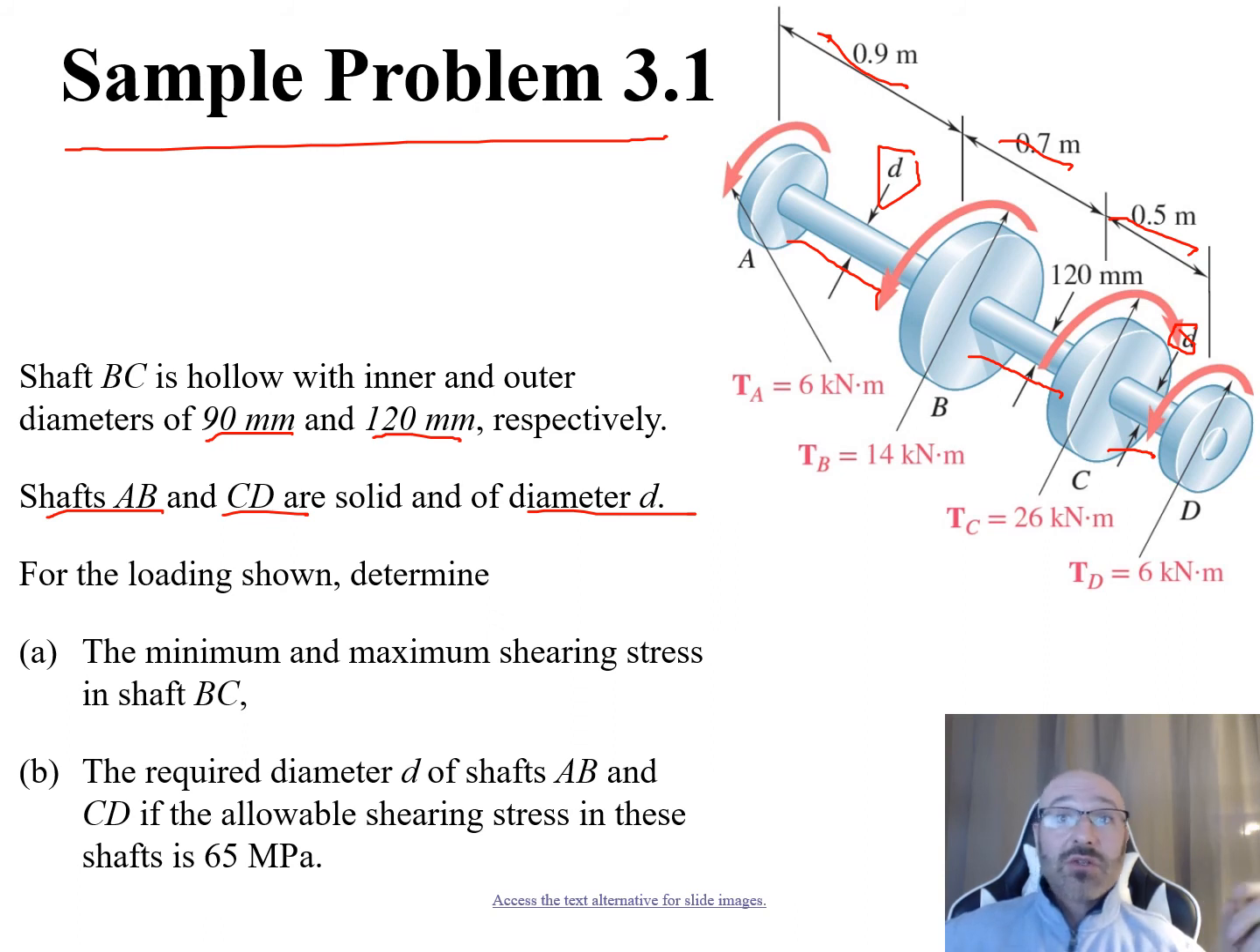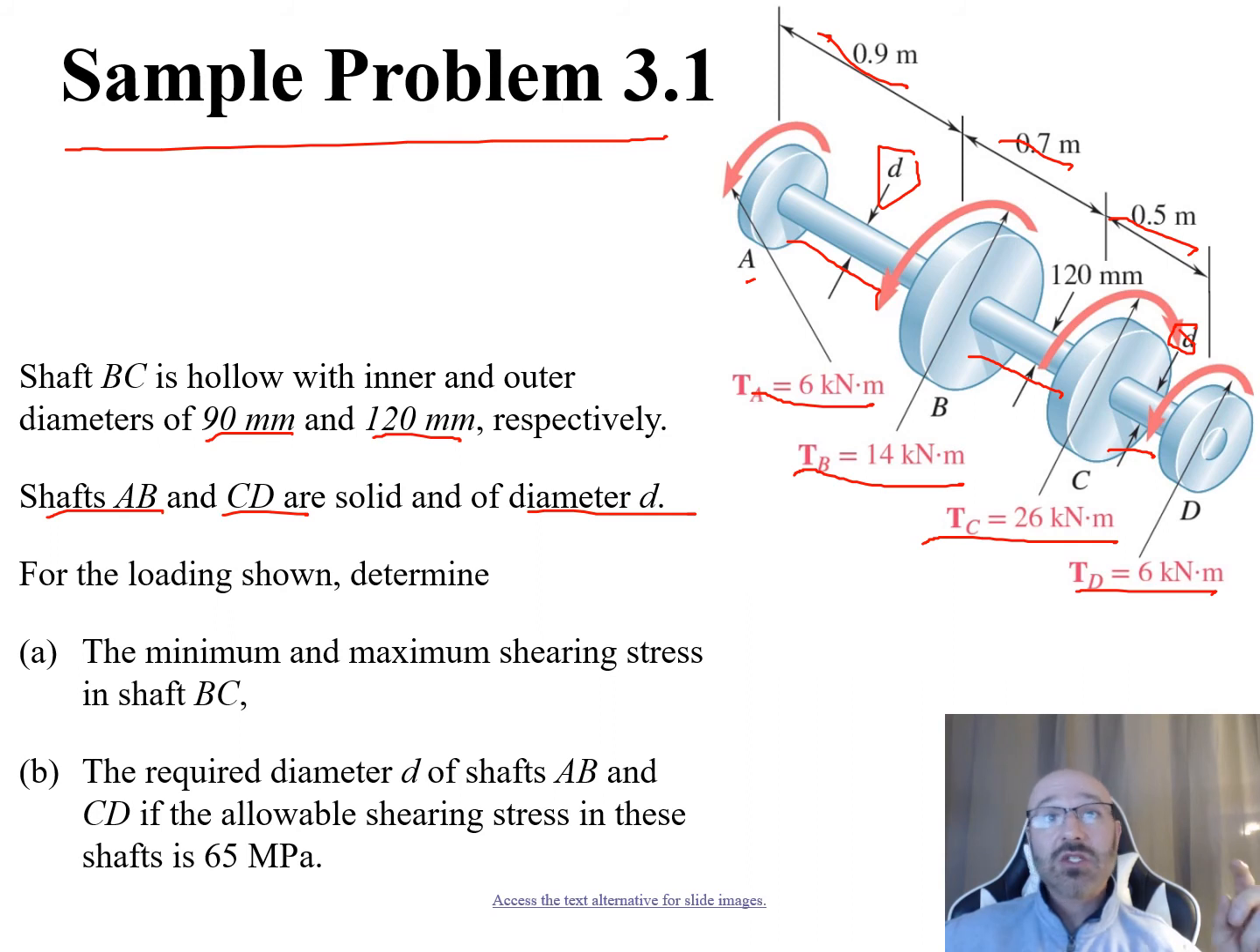Now, we can also see that they tell us there's some applied torques right here. So at point A, we have a torque given to us as 6 kilonewton meters. At point B right here, we have a torque of 14 kilonewton meters. And then we have a torque here at C of 26 kilonewton meters. And then at D, we have a torque here of 6 kilonewton meters right there.